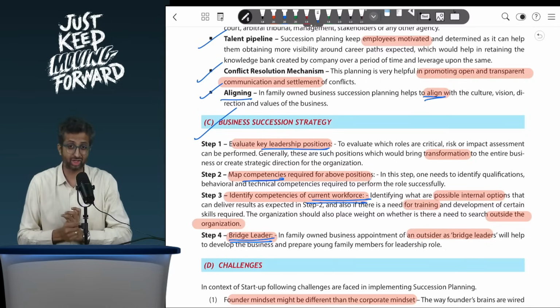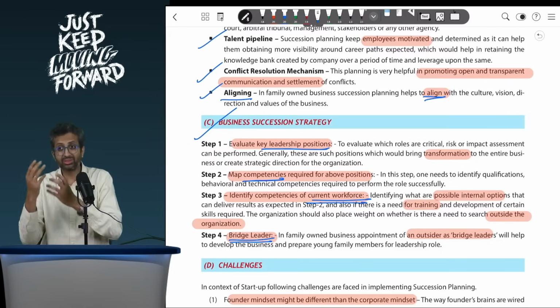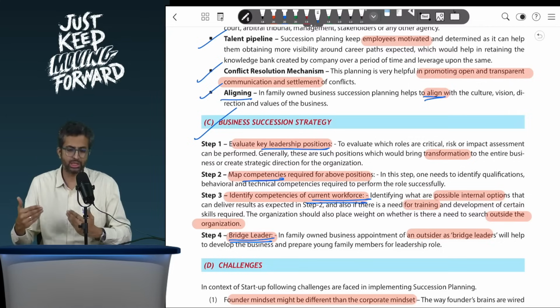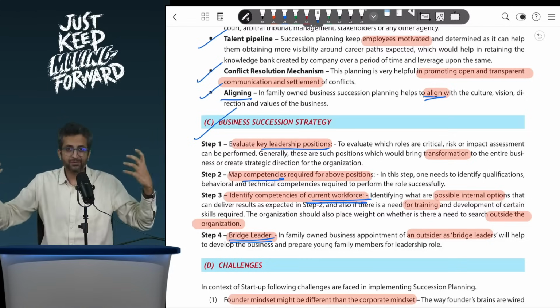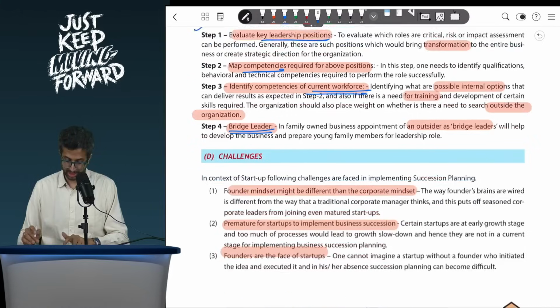So steps: first, identify the positions. Second, identify the competencies that are needed for that position. Third, see if those competencies are there in-house internally. And fourth, if required, get a bridge leader in place.